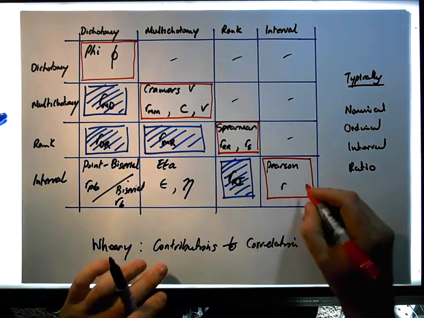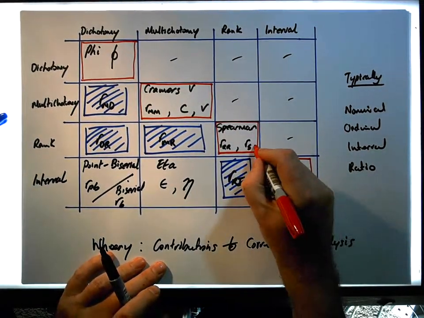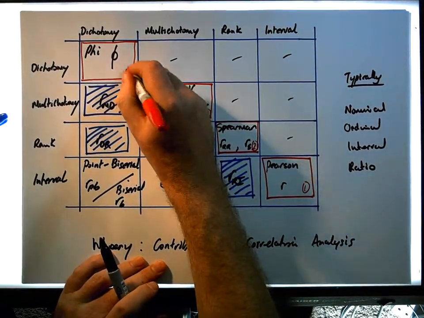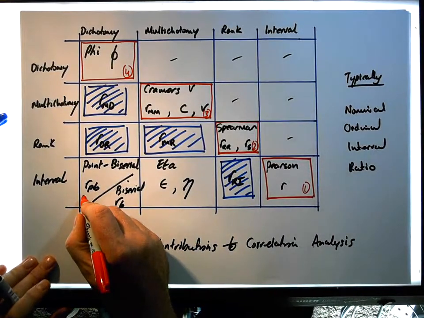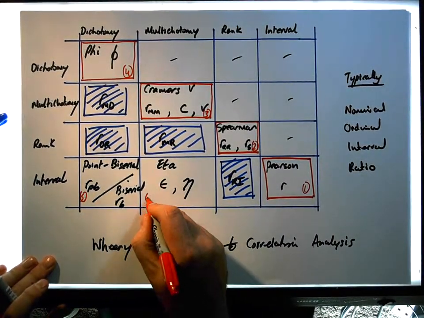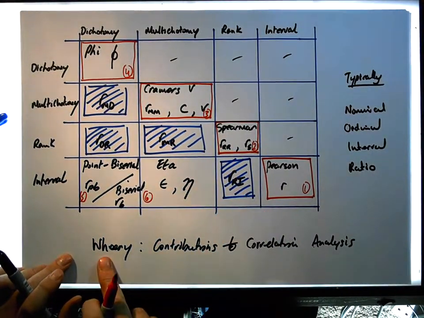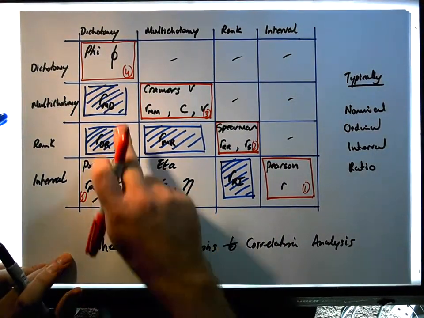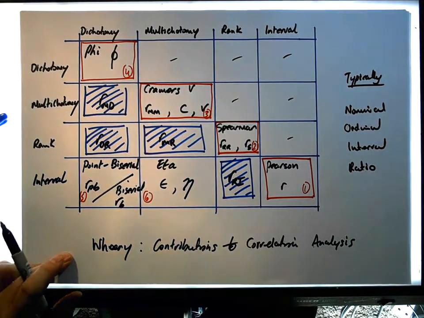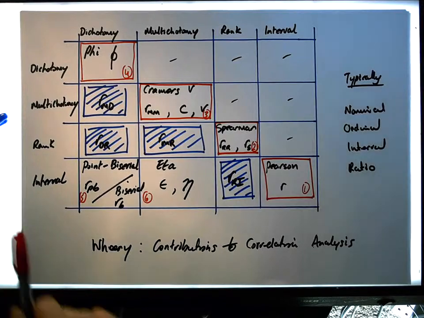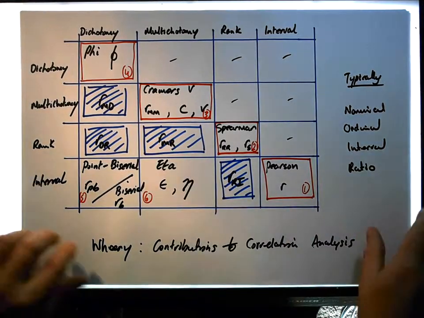I'm going to do this one here first, followed by the Spearman, followed by Cramér's, followed by phi. Then I'll give you the Point-Biserial, which is our fifth, followed by eta, which is our sixth. And then I'll give you the four that Wherry classified as the missing formulae. There are four formulas that Wherry presented in his book, Contributions to Correlation Analysis. So let's start off with these formulas and see how we get on.